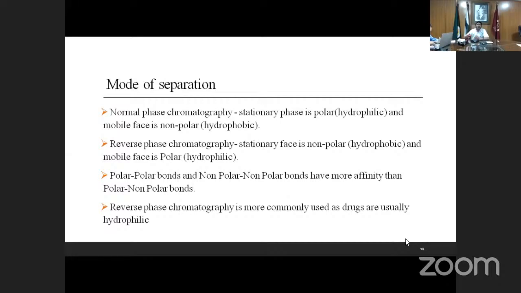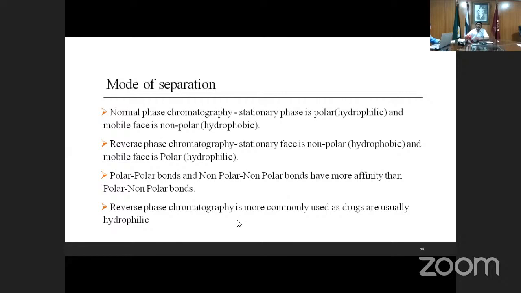Now you can see here I already discussed the normal phase and the difference from the reverse phase, and this is the interaction between polar bond and non-polar bond. We have more affinity than polar non-polar bond. Reverse phase chromatography is more commonly used as drugs are usually hydrophobic. In the pharmaceutical industry, they mostly use this chromatography, because they are using reverse phase RP18 or RP8 columns.